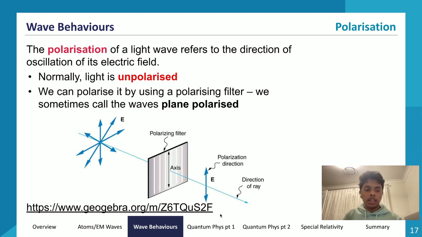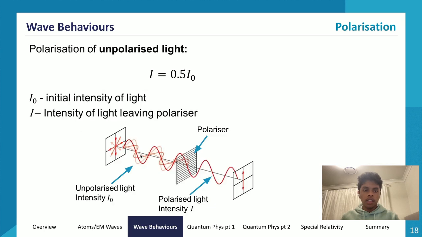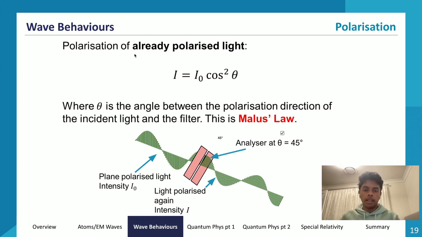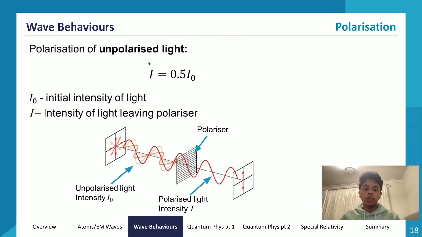We call these waves that have passed through the polarizing filter plane polarized. Now it can only oscillate in one direction, which is the direction of the axis within the polarizing filter, which happens to be vertical in this case. So that's how polarization of unpolarized light occurs. Now let's go to polarization of polarized light, which we'll go through in a bit. Let's go through the equations to calculate the polarization of unpolarized light.